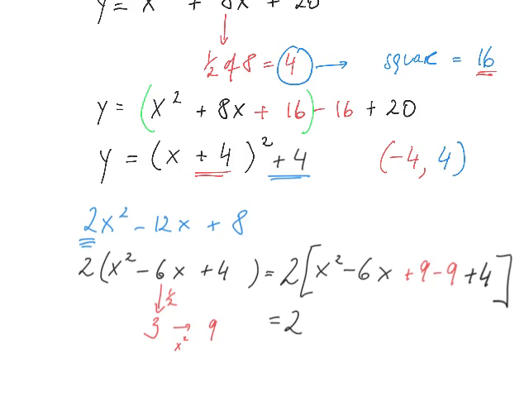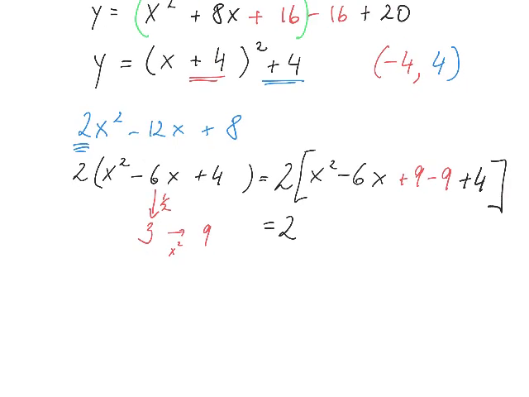Okay, so I keep that 2 with me now, just carry it with me, big bracket. And now I can put brackets around here, which will then give me my perfect square. That would be x minus 3 all squared. So that would be that perfect square, yeah? From the x squared minus 6x plus 9, that gives me the perfect square. And now I can look at the rest. Minus 9 plus 4 is minus 5.